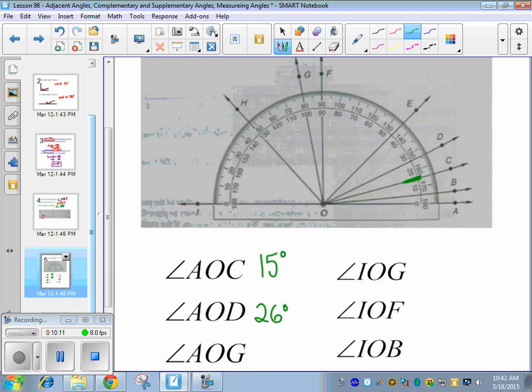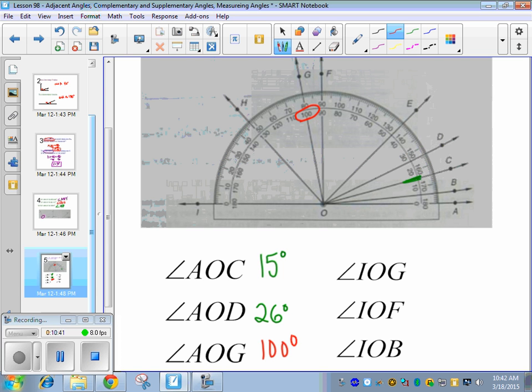All right, so Holly, come up and do AOG. There. Okay, good. Is that 100 right there? Yeah. Cool. So remember, there's two things there, and it's greater than 90, so you have to go with the one that's more than 90 degrees.